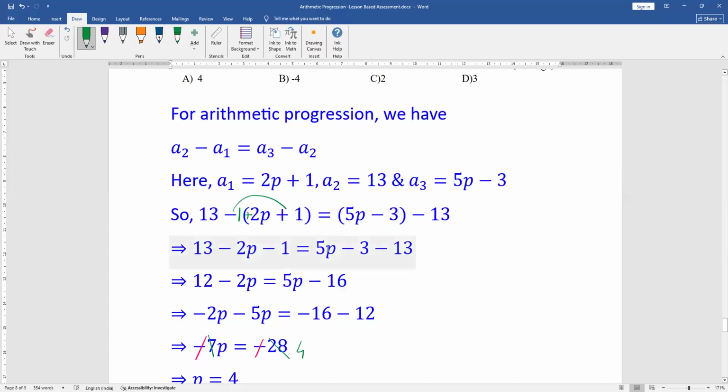Next, 5p minus 3 minus 13. Next, what do I do? 13 is here, 13 and minus 1. So 13 minus 1 is 12 we get. Okay. Then here 5p, this stays as 5p. What of this one? Minus 13 minus 10, minus 13, I'm going to combine, it becomes minus 16.